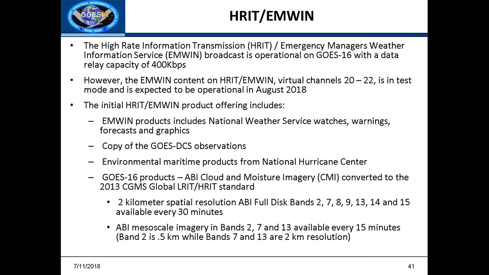The initial offering includes the EMWIN products, which are products used by emergency managers, including National Weather Service watches, warnings, forecasts, and graphics. And very importantly, the HRIT/EMWIN includes the GOES DCS observations. The GOES DCS is moving off of a commercial broadcast at DOMSAT, and a lot of users are moving over to HRIT/EMWIN to receive their DCS observations. Environmental maritime products as well from the Hurricane Center, and GOES-16 products, including the ABI CMI that I mentioned earlier. That's our key performance parameter. It's converted to the LRIT/HRIT standard at a 2 kilometer spatial resolution, and band 2 is at 0.5 kilometer for the mesoscale imagery.